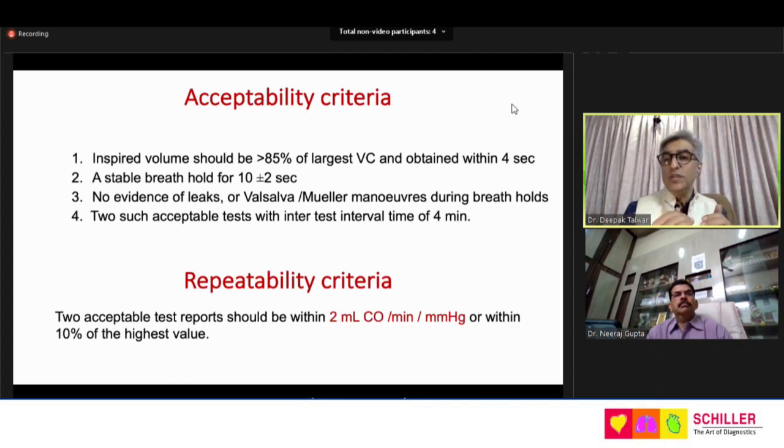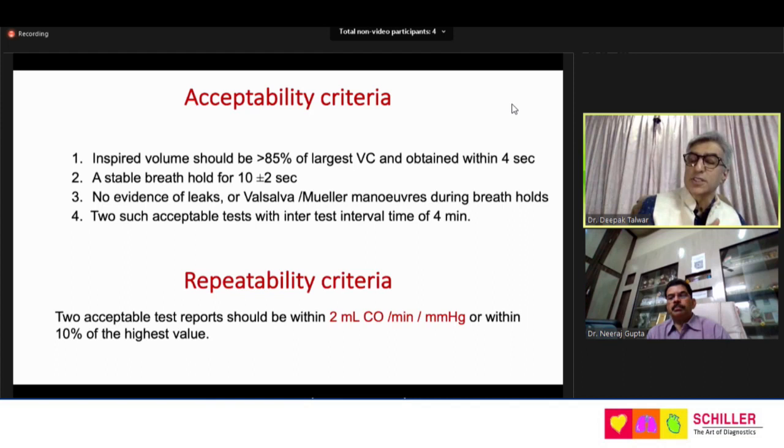You need to allow some time for whatever gases have gone into the blood vasculature to get washed off. So if you have performed one test, you need to rest about 5 minutes before you perform the test again, so that the residual gases in the blood have washed out. There is also a repeatability criterion: when you do 2 tests, they should be within 2 ml of carbon monoxide per minute per millimeter of mercury, or within 10% of the highest value.